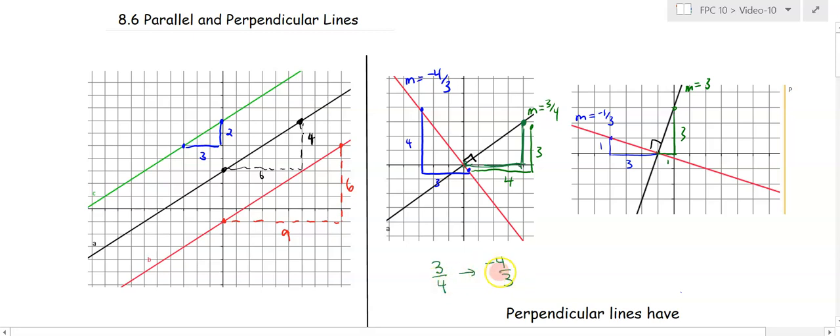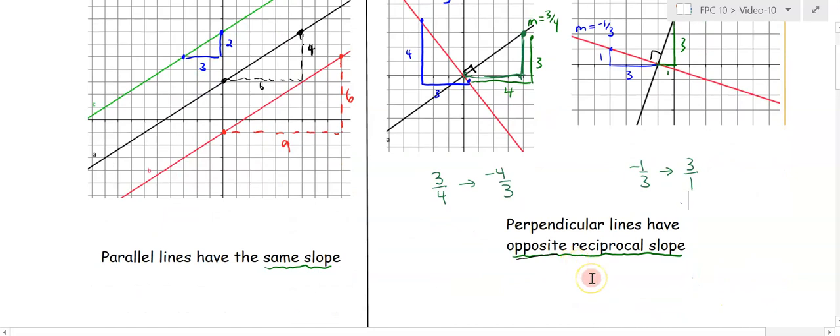When you have opposite reciprocals, so if it was negative, it's positive, they are perpendicular lines to each other. Same thing here. We have -1/3 for the red line, and we have positive 3/1. 3 is the same as 3/1. So -1/3 and 3, which is 3/1, are opposite reciprocals. Therefore, the two lines are perpendicular. So, perpendicular lines have opposite reciprocal, parallel lines have the same slope.